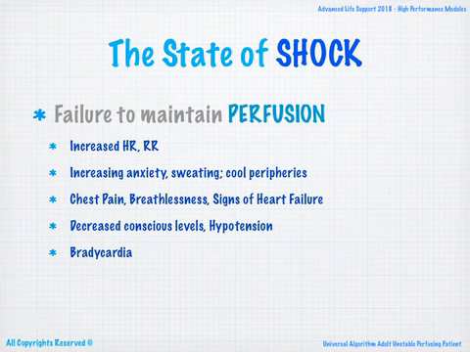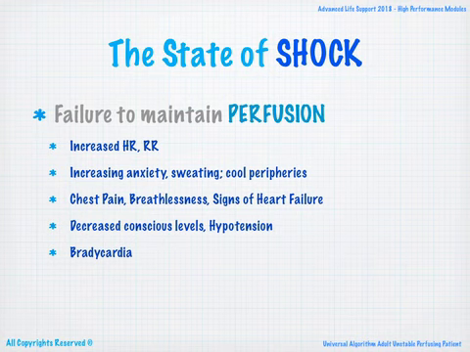So the body's natural compensation is to try to increase the heart rate and the respiratory rate so that the circulation tries to push more oxygen. The breathing goes faster to try to bring more oxygen into the blood, and the circulation pushes more of this blood around. As a result of the sympathetic activity, there's also increased anxiety and sweating, and the peripheries will be cool because the blood will primarily be circulating around the vital organs only.